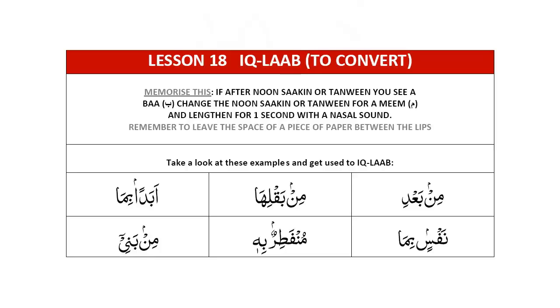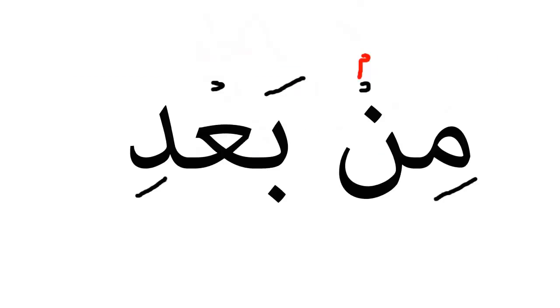It says min ba'di. Originally it says min ba'di. So, what do we say the rule was? We have a noon sakin, and after it there's a ba. We were told if there's a noon sakin or tanween and after it there's a ba, you change the noon sakin or tanween for a mim. In the first example, there's the noon sakin, now we're going to change it for a mim, because there's a ba after it.